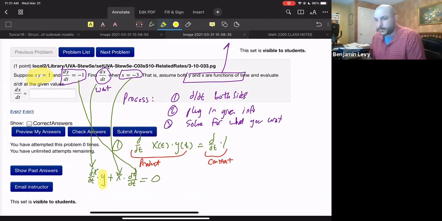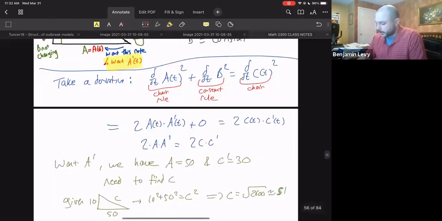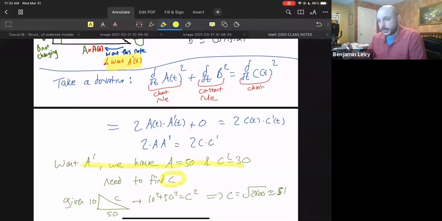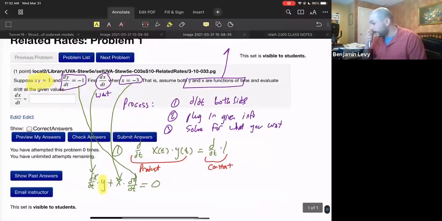We need a value for y in order to move forward on this. Very similar to the last problem. Right? On the last problem, we were given some of these pieces, but we didn't know C. And then we used some other things we were told to find C. So what can we use that we're told to figure out what y is?